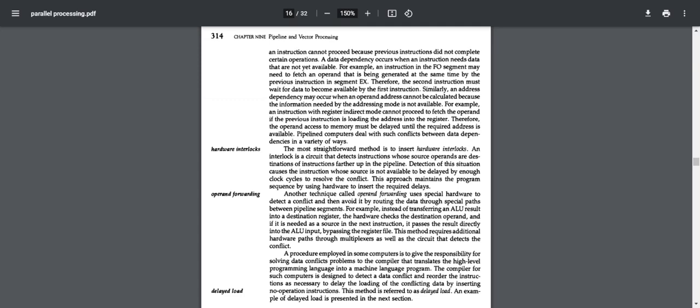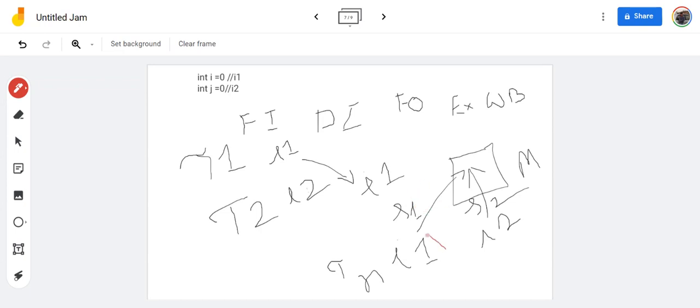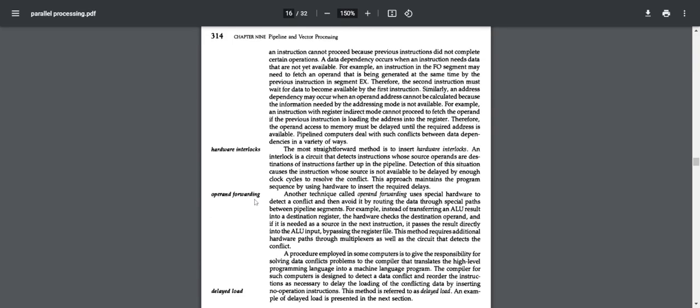So, what are hardware interlocks? Hardware interlocks and operand forwarding depend on the CPU itself. How? When some operand or memory location is accessed, say I1 is trying to access the memory location M, it will be locked by this instruction I1 for the time being. How long will this lock be kept? Until I1 is done with memory location M. That is hardware interlock.